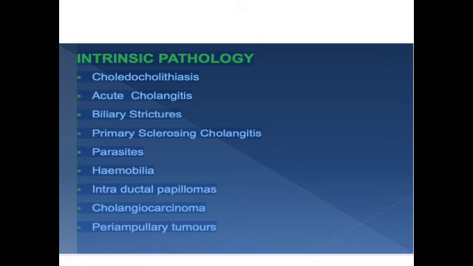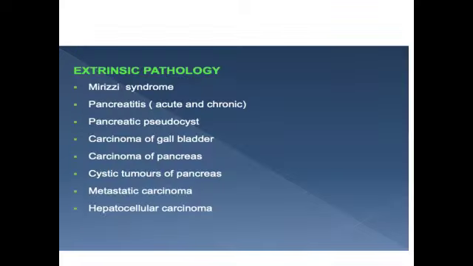Coming to classification of causes of obstructive jaundice. On the intrinsic causes or intrinsic pathology, you can say choledocholithiasis, acute cholangitis, biliary strictures, primary sclerosing cholangitis, parasites, hemophilia, intraductal papillomas, cholangiocarcinoma, periampullary tumors. These are the intrinsic factors.